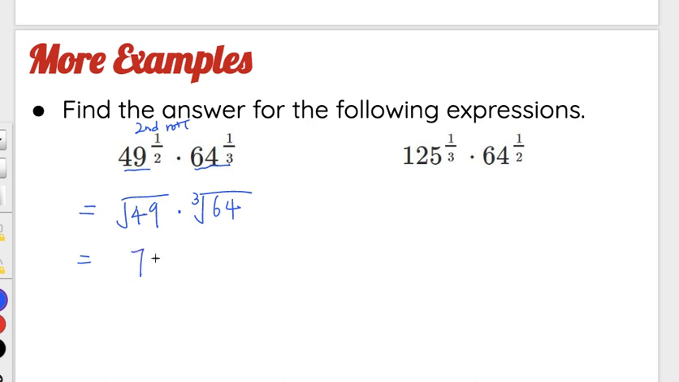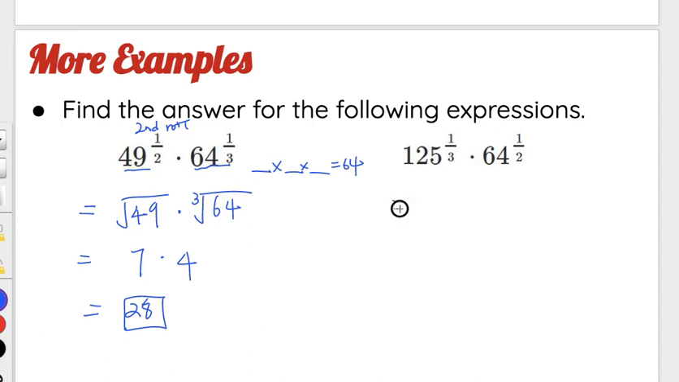So this one is 7, and for the cubic root, if you are not so strong at mental math, you can always try out numbers, because this one is telling us we need to find a number that you multiply 3 times to get 64. After trying it, you probably figure out the answer. This answer is 28. So 7 times 4, because the little dot here means multiplying, so it's 28.